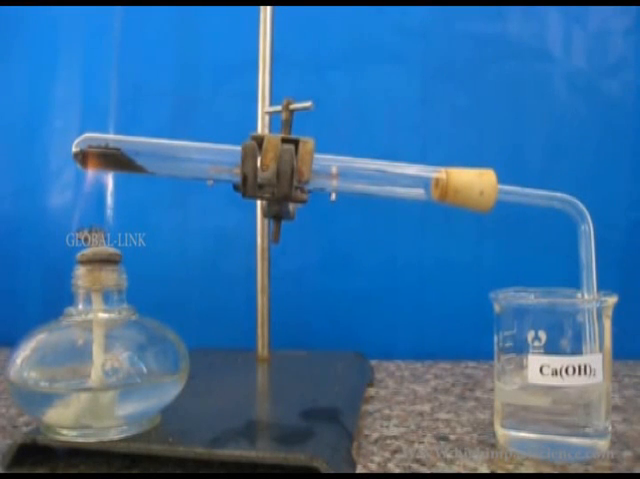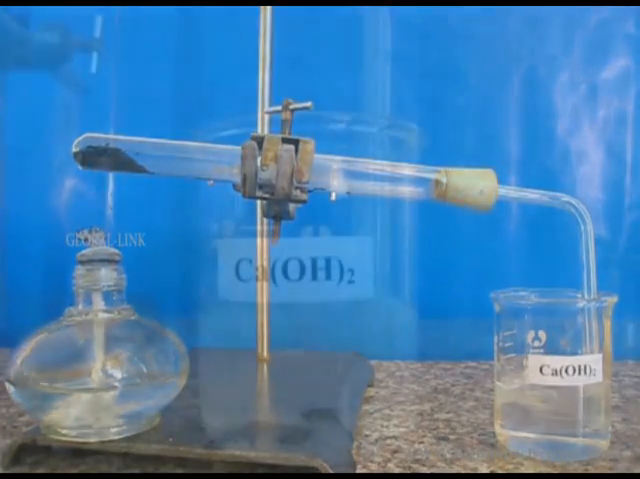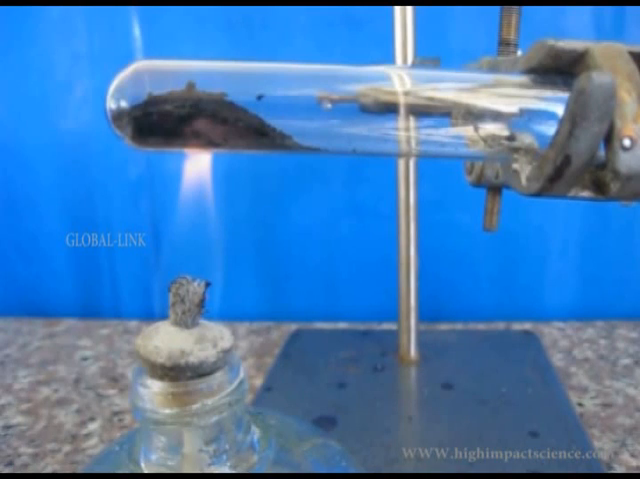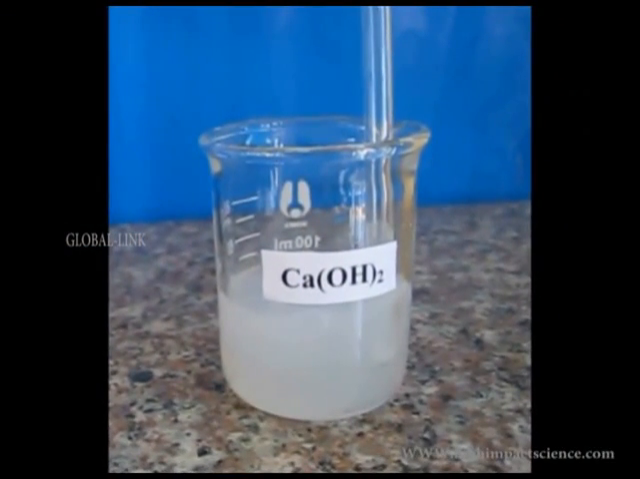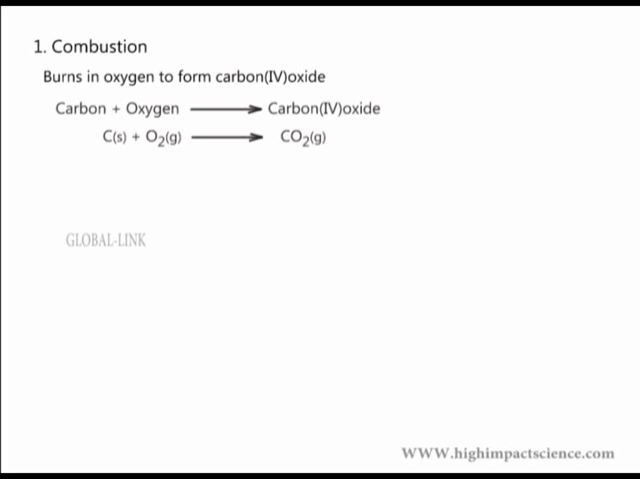When carbon is heated, it glows red. A colorless gas is produced which reacts with calcium hydroxide to form a white precipitate. The red glow shows that the reaction produces heat. The white precipitate shows that the gas produced is carbon-4 oxide. All forms of carbon burn in oxygen to produce carbon-4 oxide. However, the temperature at which they burn varies from one allotrope to another.